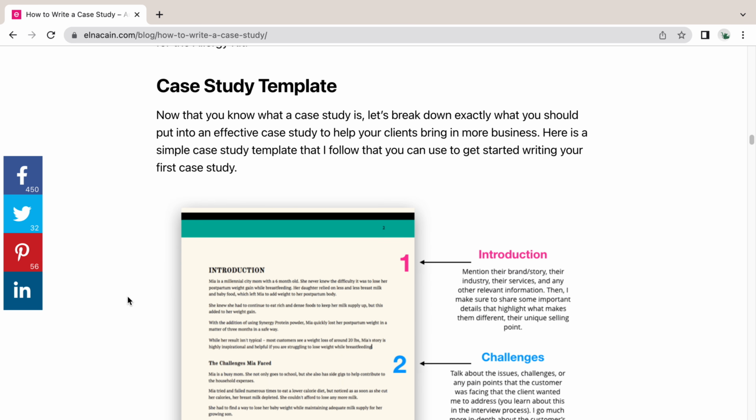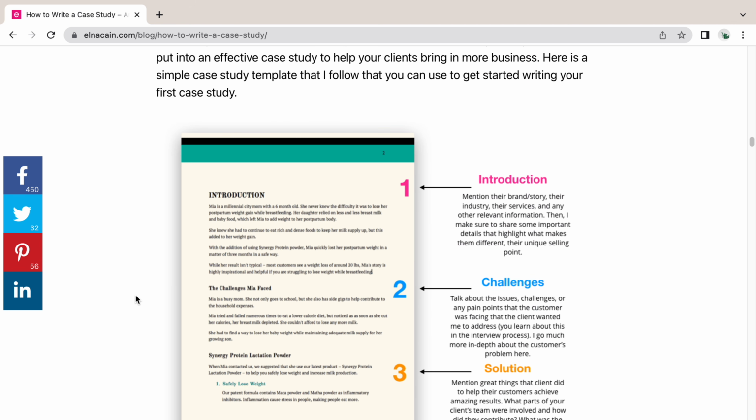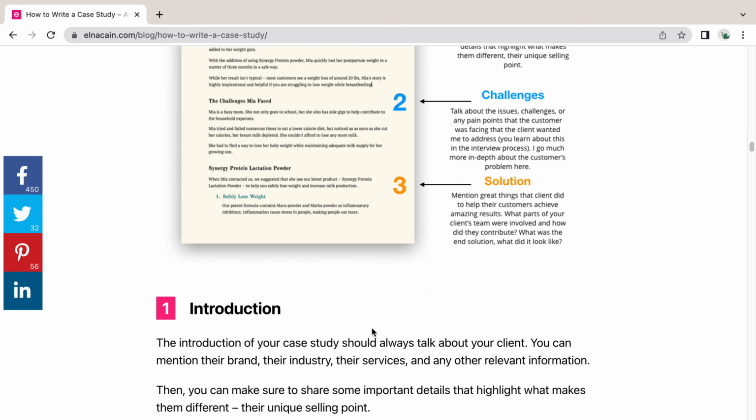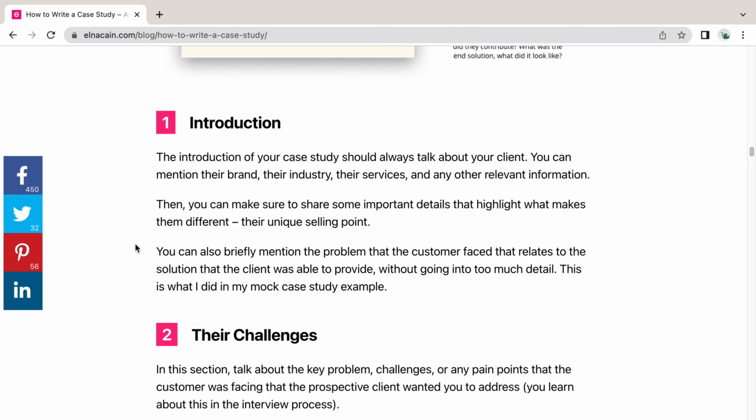Now, you might be wondering, well, how do you write this case study? What does it look like? So here's a case study template for you. So let's break that down. I have here the introduction, the challenges, and the solution. So in the introduction of your case study, you should always talk about your client. You can mention their brand, their industry, their services, and any other relevant information.